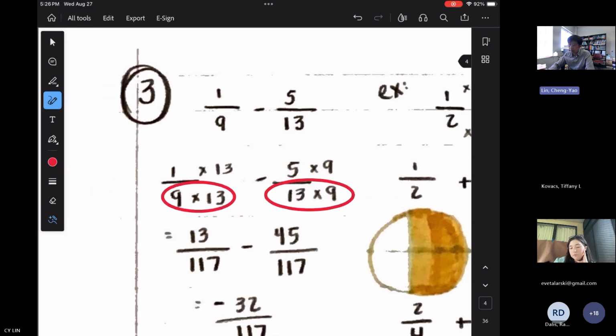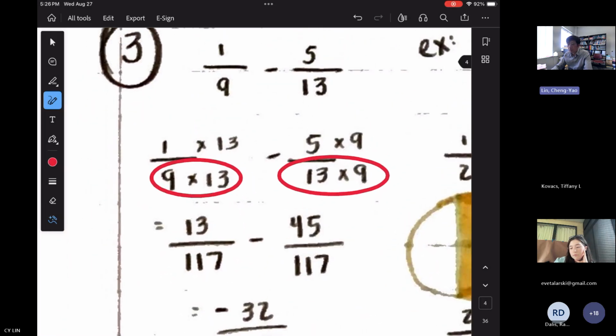Yeah, okay. So we have to go back to here. Did you see it? We make a common denominator. So I take 9 times 13, 13 times 9, make it as a common denominator, right? So if you times 13 on the bottom, you need to times 13 on the top. Make it equivalent. Does that make sense?